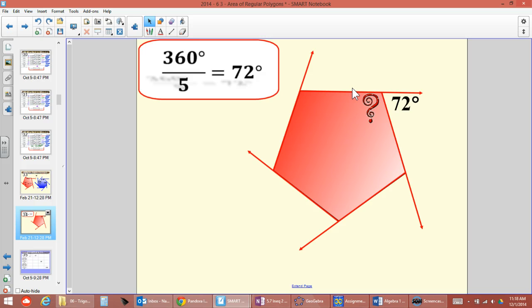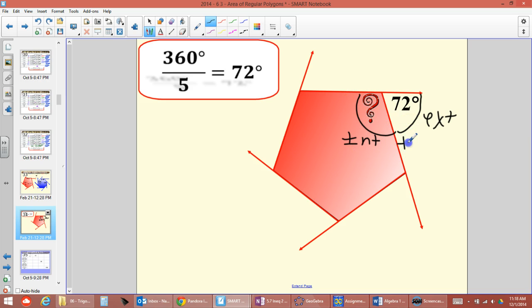Let me pull up my paper for a second. This angle here is the exterior angle. I'm going to put EXT. And this angle here is going to be the interior, INT. And they both together have to add up to equal 180. So remember that interior plus exterior has to equal 180. We're going to use that on the next slide a lot.